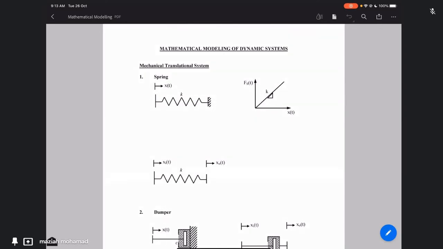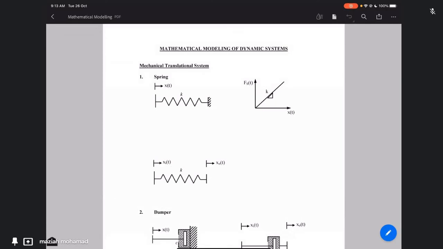Okay, those are the systems that we're going to see, meaning we're going to see what are the elements in mechanical translational system, mechanical rotational system, and what are the equations. And at the same time, we're also going to learn how to draw a block diagram. So first, the first system is the mechanical translational system.